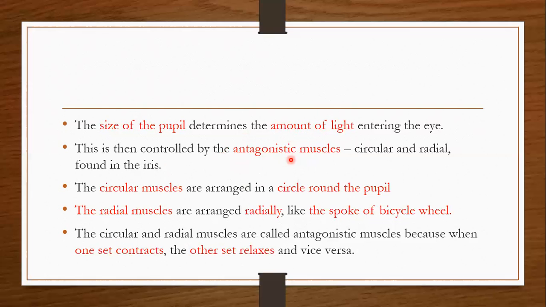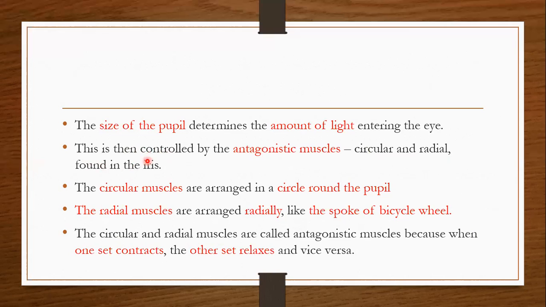Antagonistic muscles are the muscles that work in pairs. If one muscle contracts, the other muscle relaxes. So there are two sets of antagonistic muscles that are found in the iris. They are the circular muscles and the radial muscles. So circular and radial muscles, they are found in the iris.